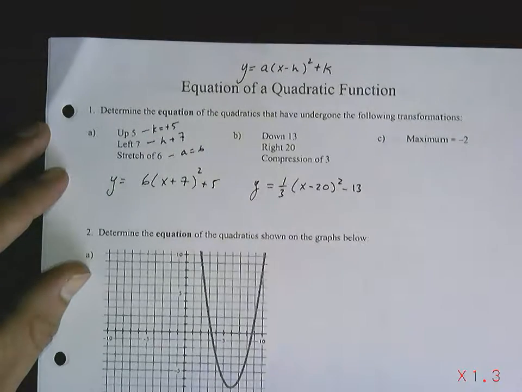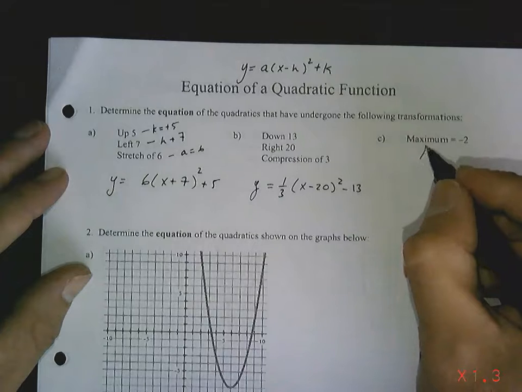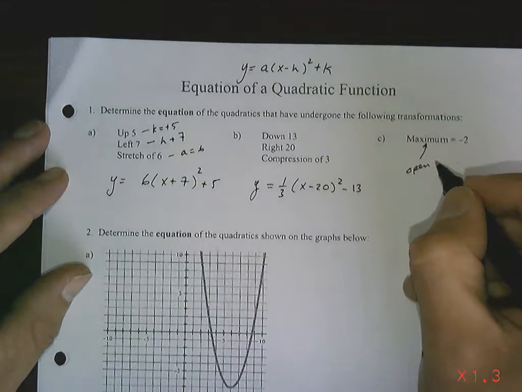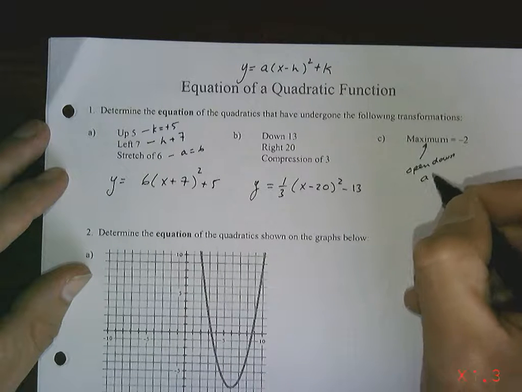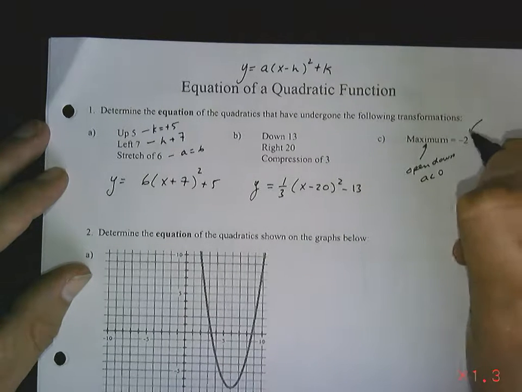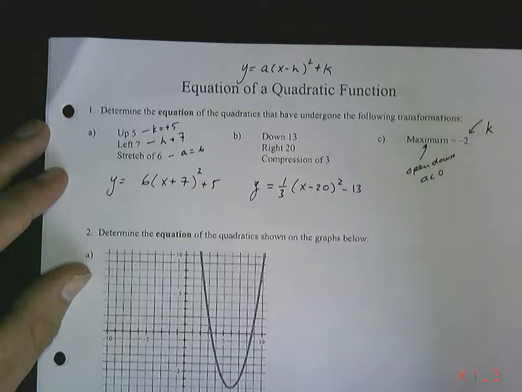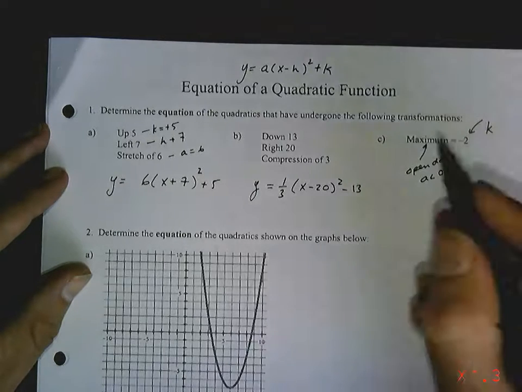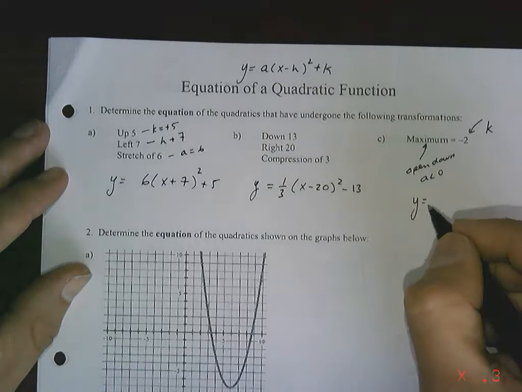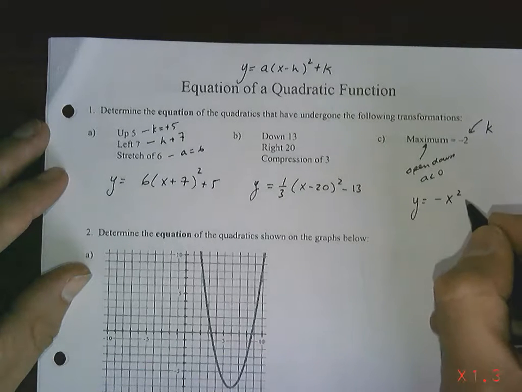Now a maximum of negative 2, that's kind of neat. If it's a maximum, we know that it's going to open down. What that means is that your a value must be negative, and this must be your k value from your vertex, because it's my maximum value. So what I know is that this quadratic is going to look something like this.